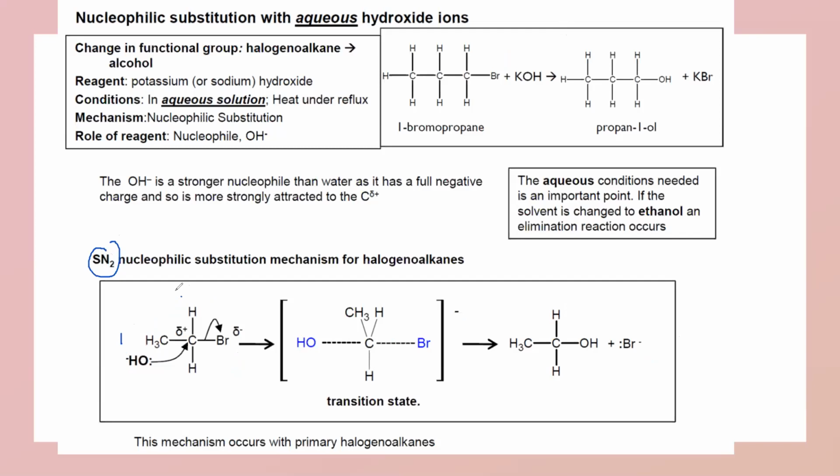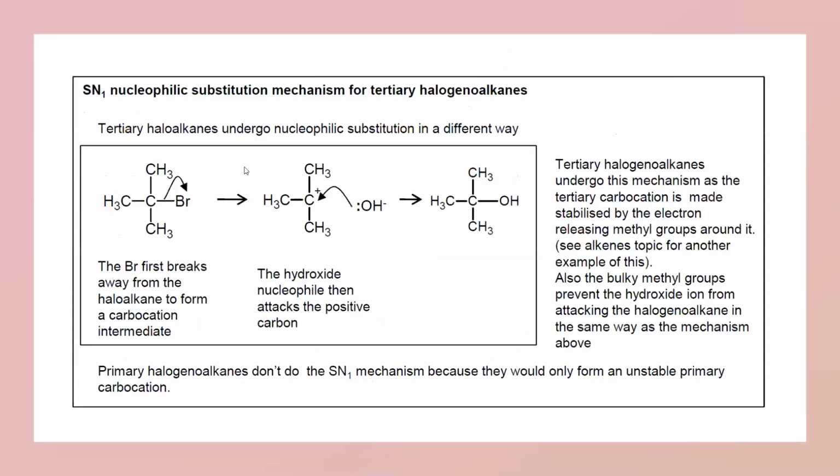Because the rate of this reaction depends on the presence of two molecules. One is the nucleophile, which is OH, and the second one is the halogenoalkane. But if it was a tertiary halogenoalkane, SN1 reaction occurs in a tertiary halogenoalkane, you can see this is a tertiary halogenoalkane. So the nucleophile, which is OH, does not find any space to attack, so it cannot attack and initiate the reaction.